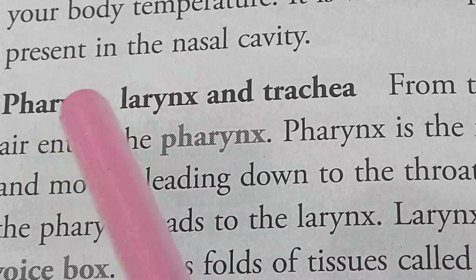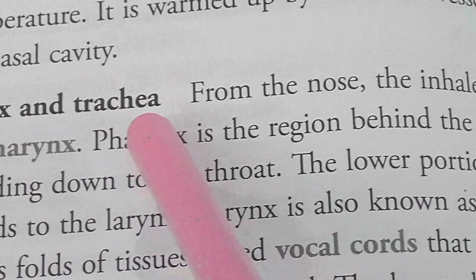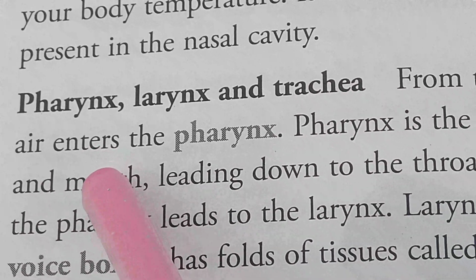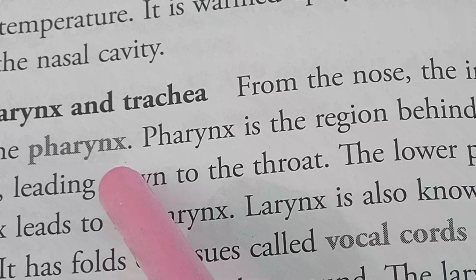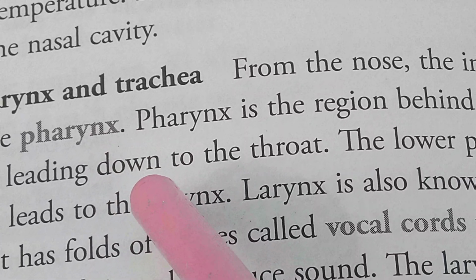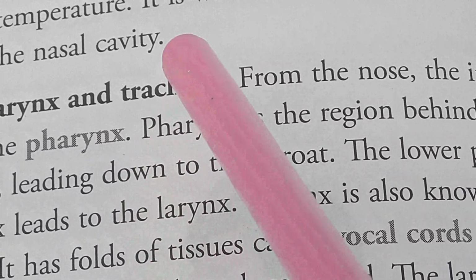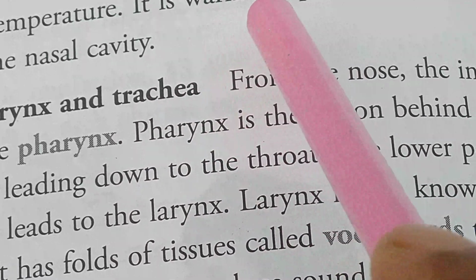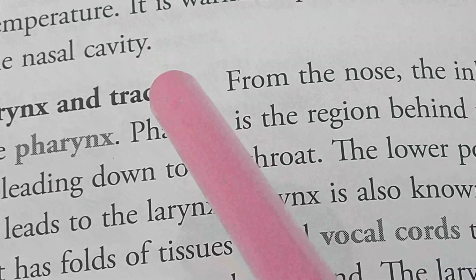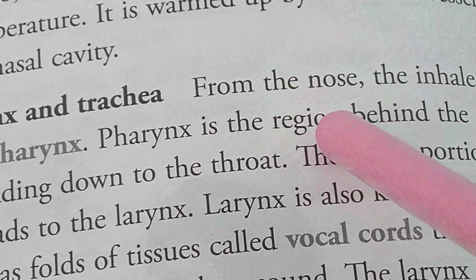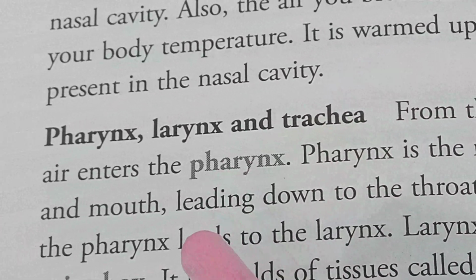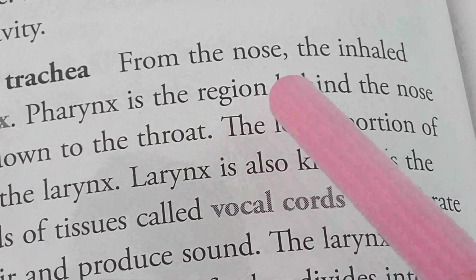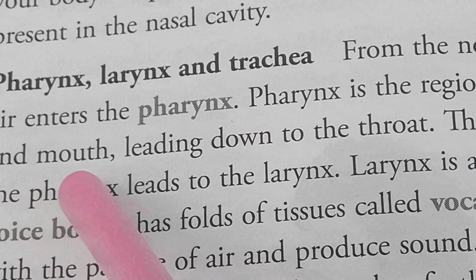Next, pharynx, larynx and trachea. From the nose, the inhaled air enters the pharynx, the first part of the respiratory system. मतलब respiratory system का first part क्या है? After the nasal cavity को cross करने के बाद first हम जो inhale करते हैं air, उस inhaled air कहाँ पे आता है? Pharynx पे. Pharynx is the region behind the nose and mouth.